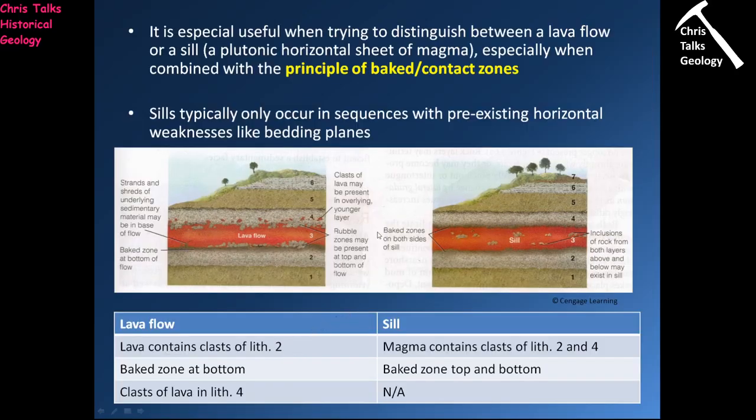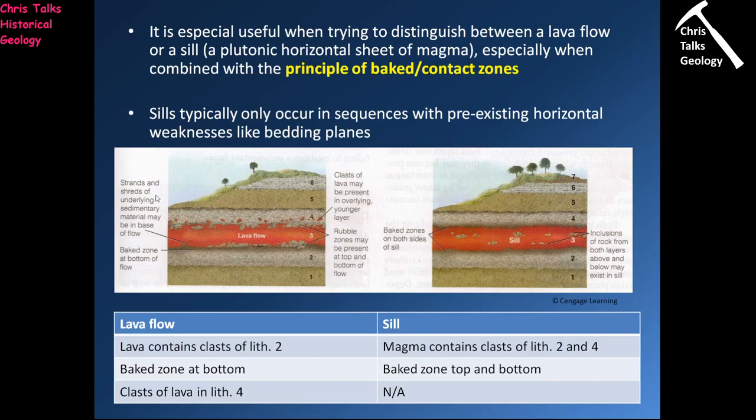And that's an indicator that what we're looking at is a lava flow rather than a sill. So let's look at the situation here. Here's our sequence of rocks. When we have a sequence of rocks like this and we have a horizontal igneous sheet in it, which could be a sill or a lava flow, one of the questions we have to ask ourselves is, what is it? Is it a sill or is it a lava flow?